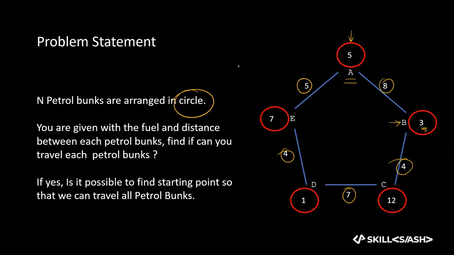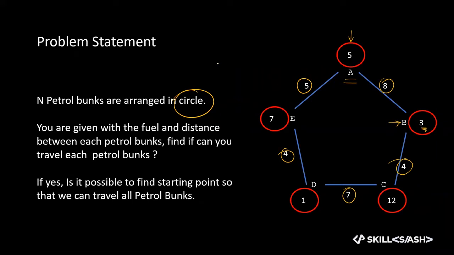What you need to find out is whether you can complete the circle of these 5 cities or the 5 petrol bunks. That is what you have to find out. Let's say the answer is yes, you can complete the circle. Then what would be the starting point? This is what you need to think.